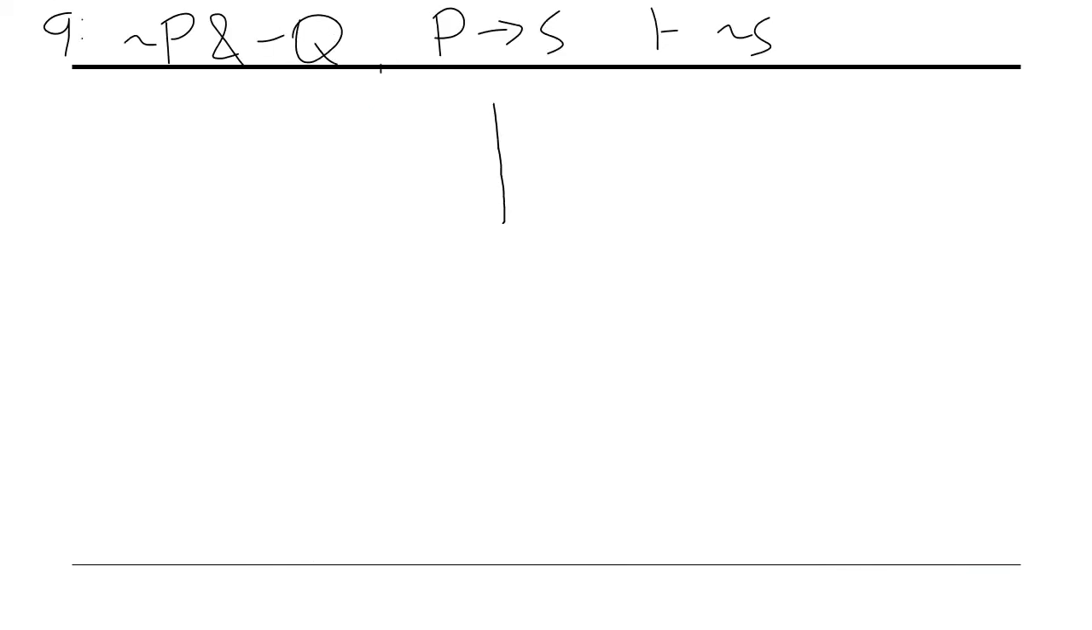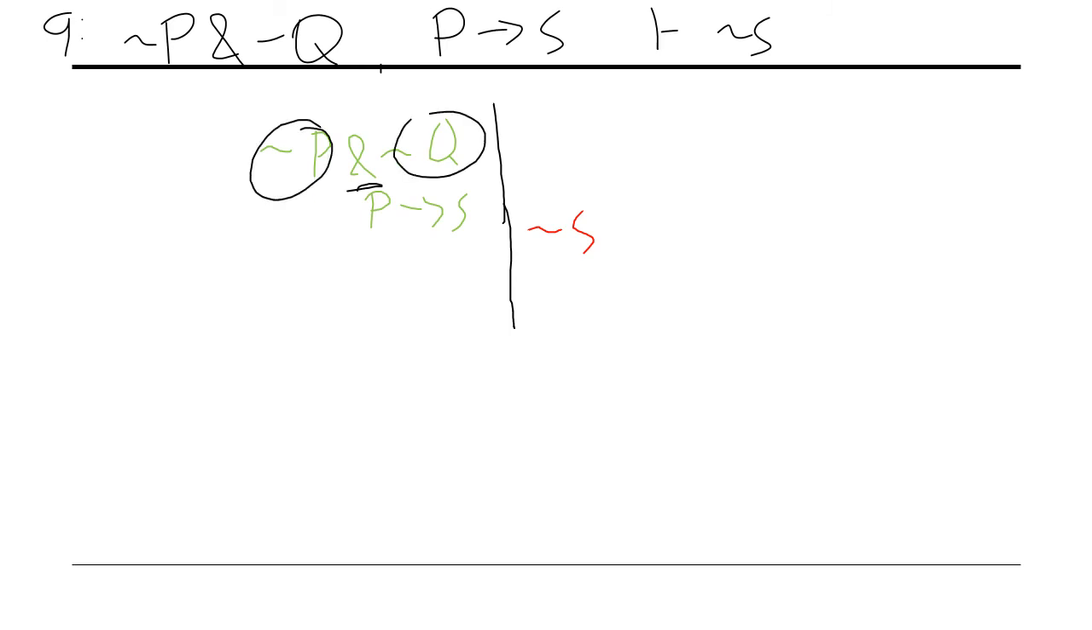All right, on to problem 9. We've got not P and not Q and P arrow S, and conclusion is not S. So main operator here in the first one is ampersand, because these two tildes are going with the single letter. So but not P, not Q. We'll flip those across. S, Q.